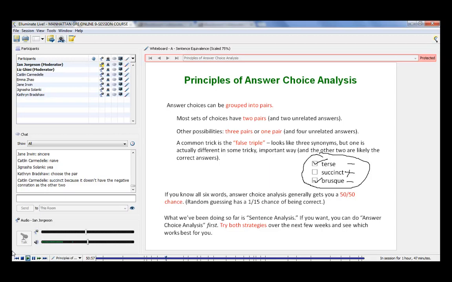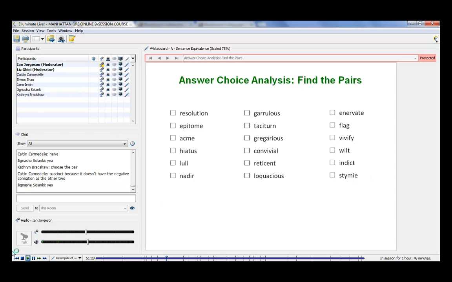Does that make sense to everybody, what I mean by when I should use this, when I shouldn't? And by the way, if I look down at those words and I don't know but 2 or 3 of them, there's no way I'm looking at the answers first. I'm immediately going to the sentence every time. The only real time I use answer choice analysis first is if I'm pretty confident on all of the words or nearly all of the words.